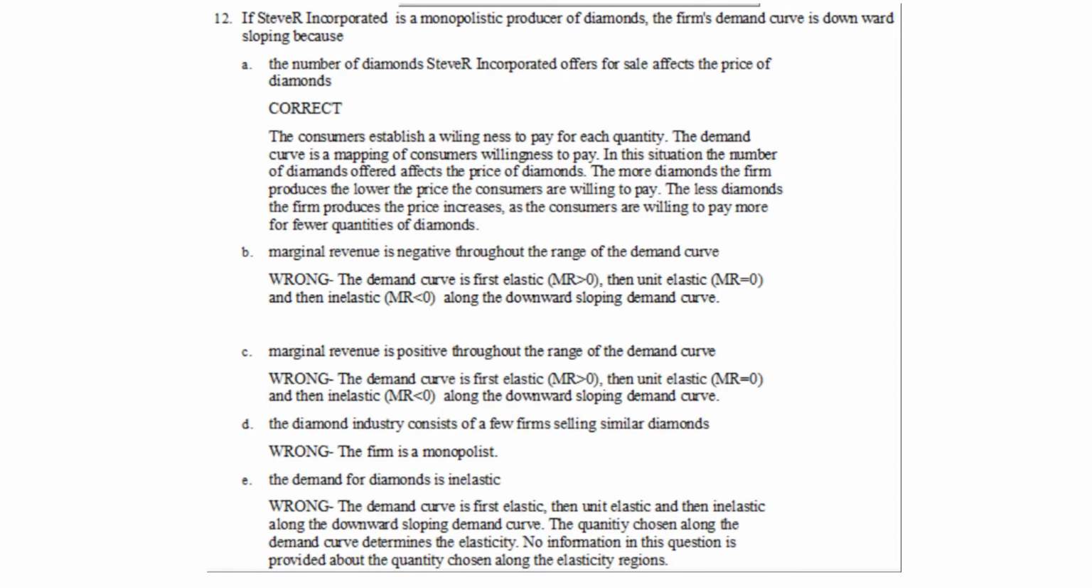If Steve Incorporated is a monopolistic producer of diamonds, the firm's demand curve is downward sloping because A. The number of diamonds Steve Incorporated offers for sale affects the price of diamonds. This is correct. The consumers establish a willingness to pay for each quantity.